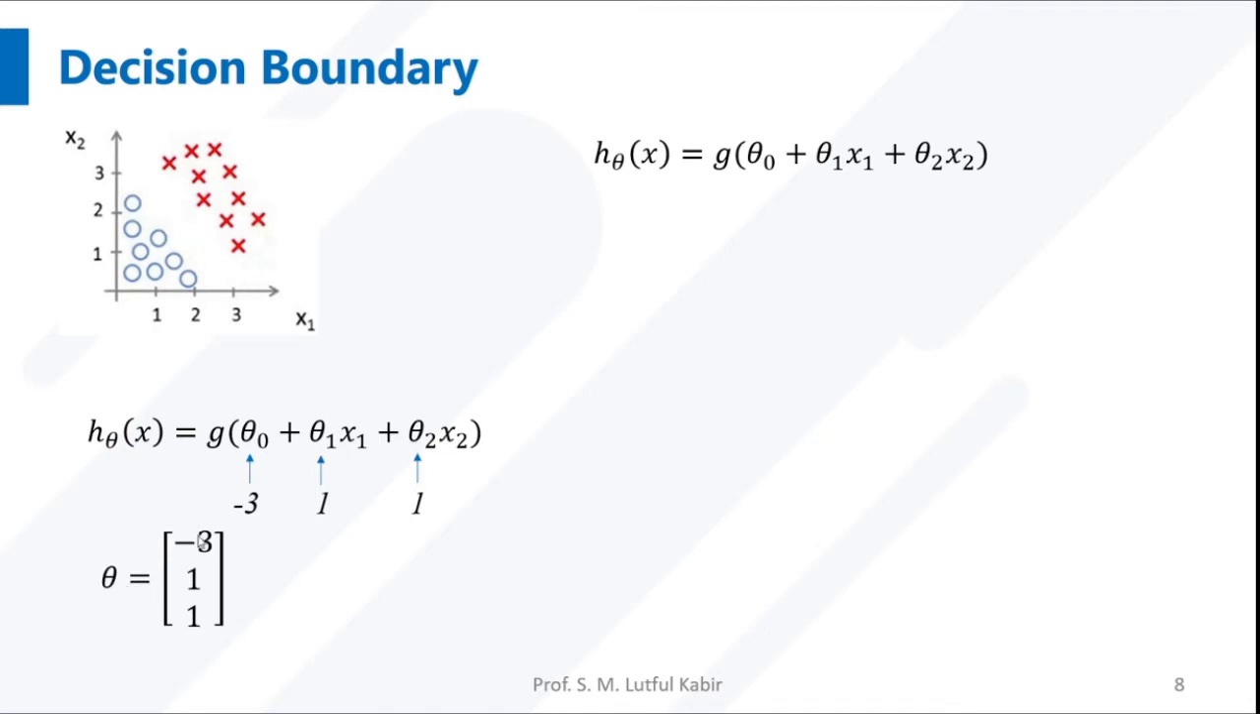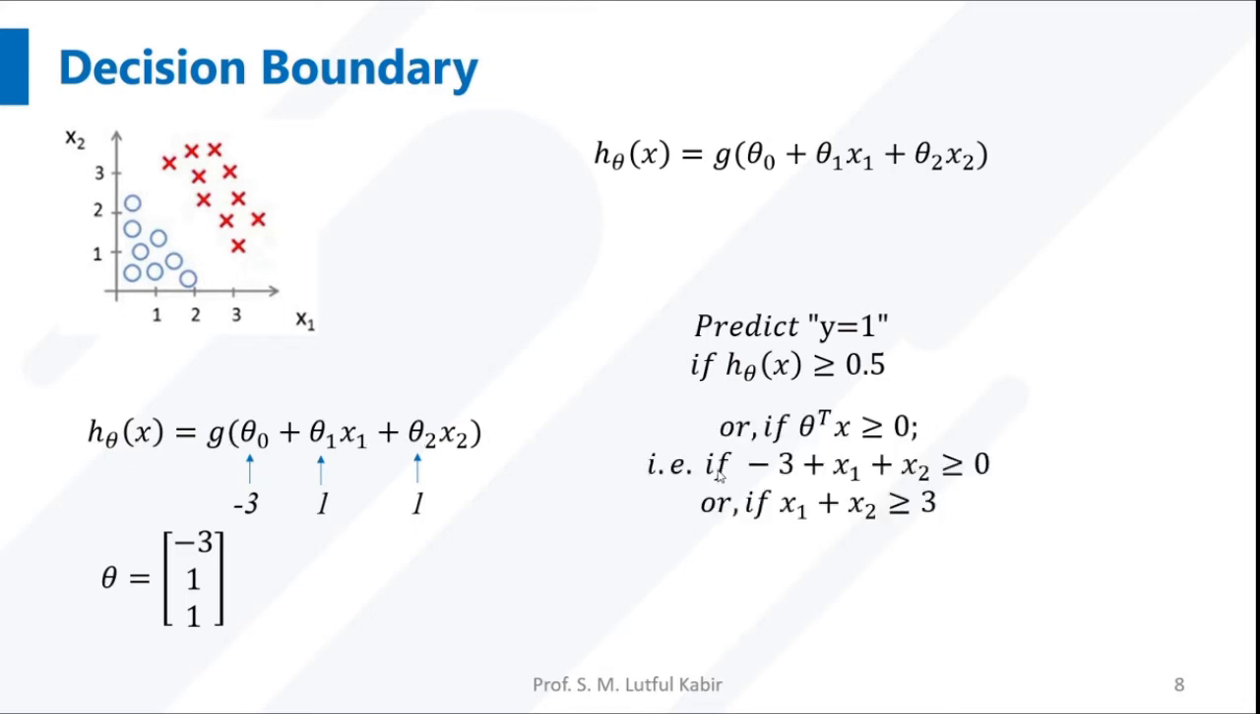That means the theta vector is this one: minus 3, 1 and 1, which are theta 0, theta 1 and theta 2. As we defined in the earlier slide, we predict y equal to 1 if h theta x is greater than 0.5. Since h x is already defined, we can say that when h x is greater than 0.5, z, or theta transpose x, is greater than 0. From the previous slide, you can relate this equation.